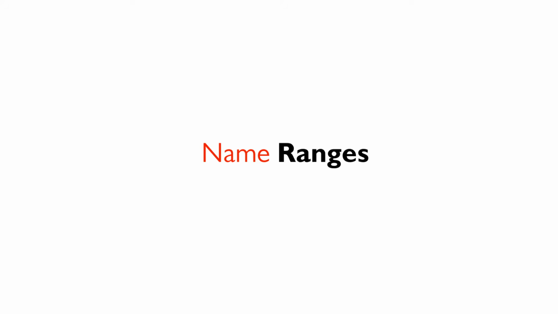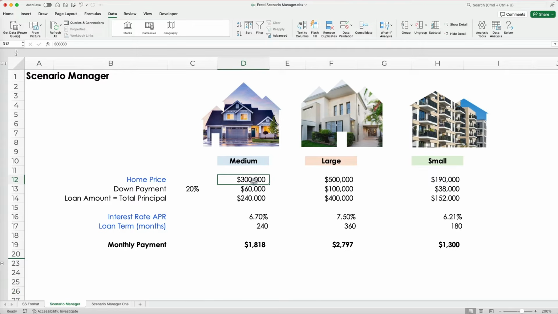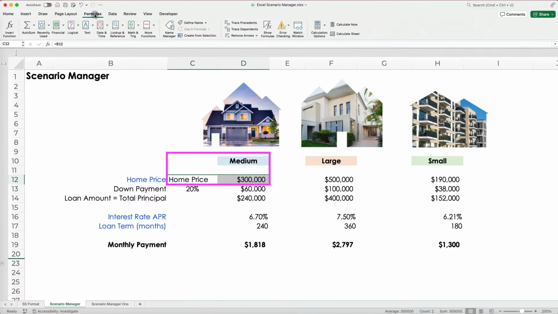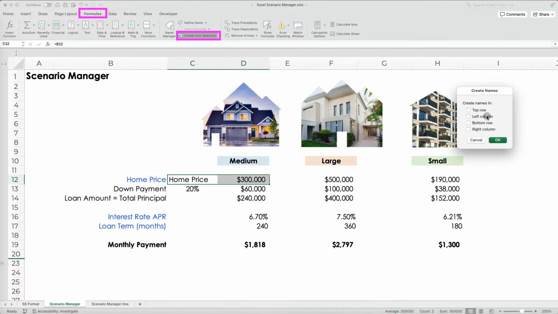Before setting up scenarios, I will create named ranges to make using Scenario Manager easier, which I will show you why later on. To name ranges automatically, your headings must be next to the data points. For example, the home price label should be to the left of the home price value. Then go to Formulas, Create from Selection, and choose left column as the header.